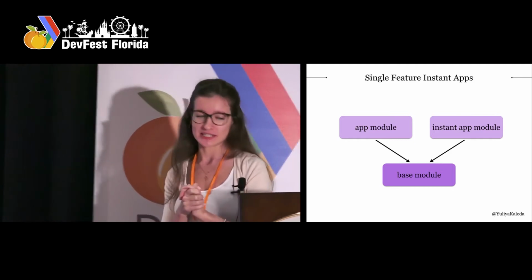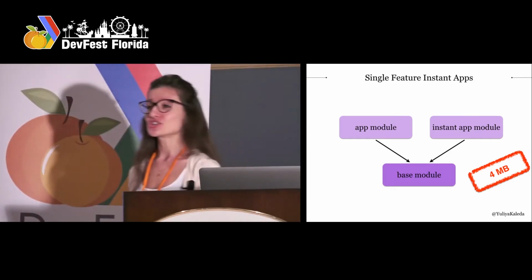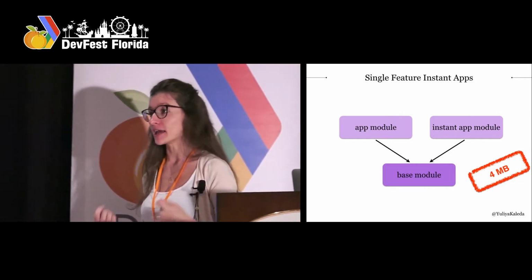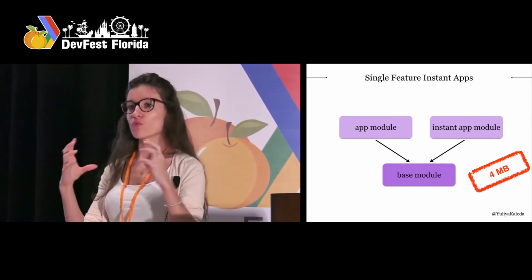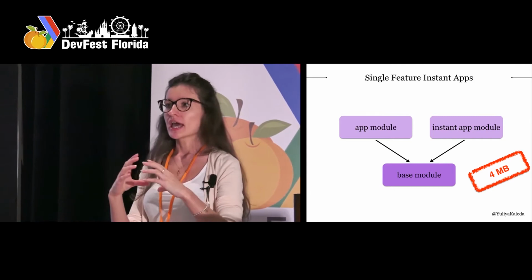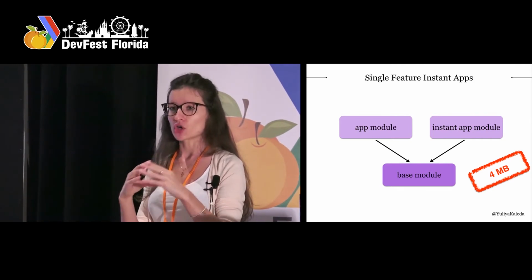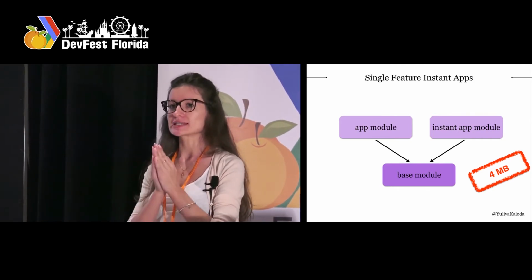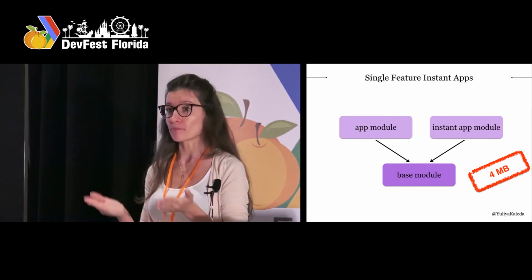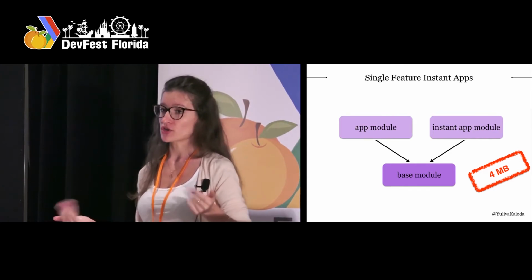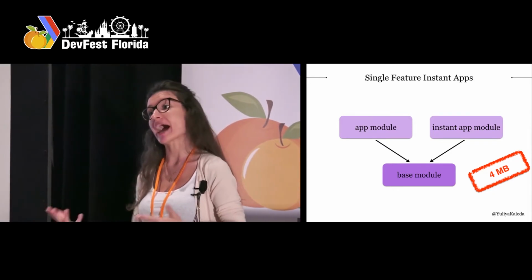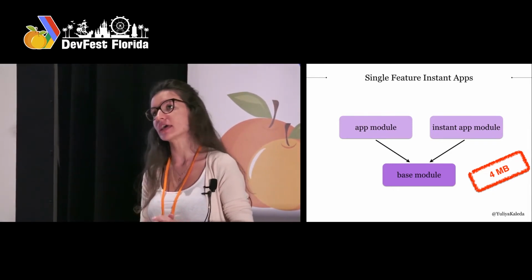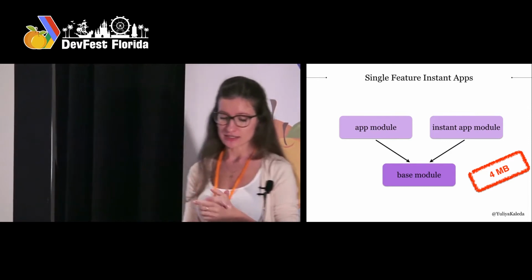But there is an issue with a single feature instant app. And the issue is that 4 megabyte size limit that I mentioned at the beginning of my presentation. So just because we have one module, base module, and this is where most of our code lives, once we reach this size limit of 4 megabyte within our base module, there is no space to grow. Unfortunately, you cannot add extra features and you cannot expand your application. So this is kind of like a dead end.